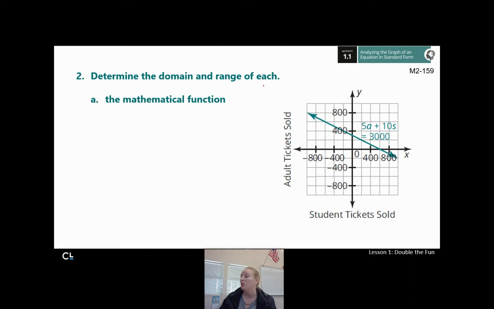If I'm just looking at the equation, 5a plus 10s equals 3,000, and let's say I didn't even know the situation. I just was given this equation. What can you plug in? That's going to be your domain. And what can you possibly get out? That's going to be your range. Go ahead and hit pause to work this out. Put down your thoughts on this and then hit play when you're ready to check your work.